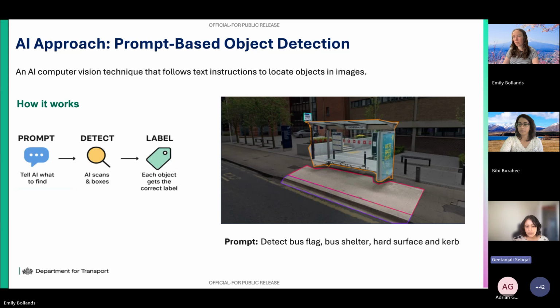For this AI approach, there are various approaches that could be used, but the approach that we are using is called prompt-based object detection. It's a technique where we give the AI a text instruction to tell it what to look for in an image. It works in three easy steps, as shown in the diagram. We provide a prompt, the AI detects the object, and it then labels them. As you can see in the image on the right-hand side, the bounding boxes are the output we get from the AI model. This is the core of how we can automate the collection of street furniture data at scale, and we can make progress much faster and more consistent than the manual methods that we could use.